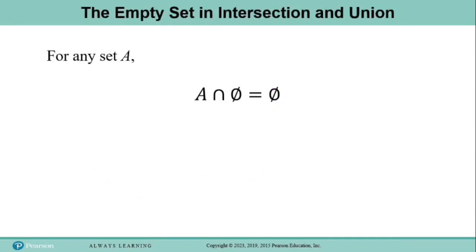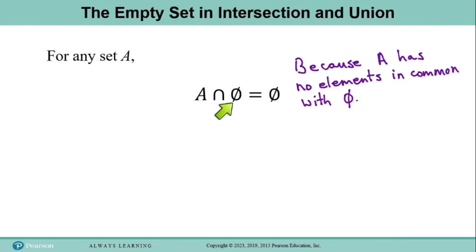Now here is just a summary of how the empty set behaves anytime we have the empty set intersected with another set or union with another set. So we saw this in the previous examples, but any set A intersected with the empty set is going to give us the empty set as a result. And that's because the empty set has no elements, therefore it will never have elements in common with the other set. So any set intersected with the empty set is going to give you the empty set.